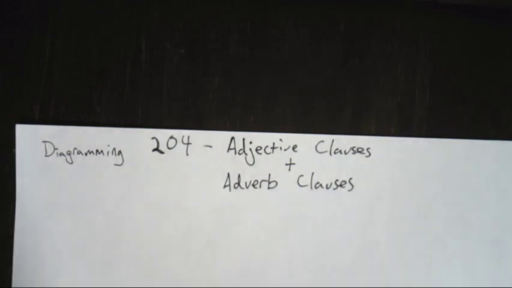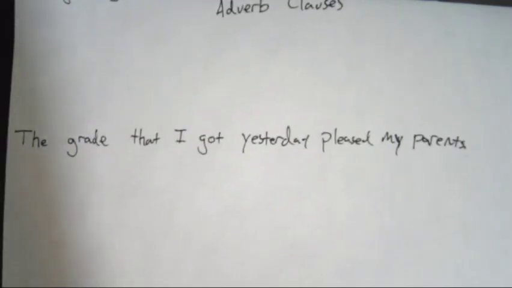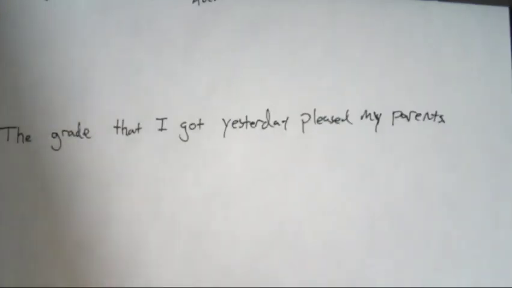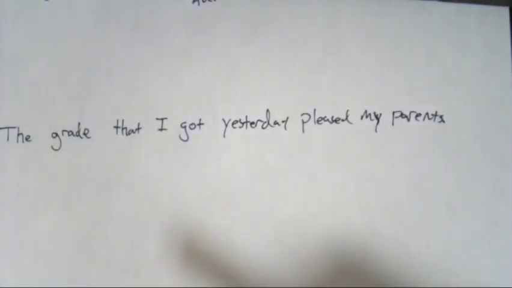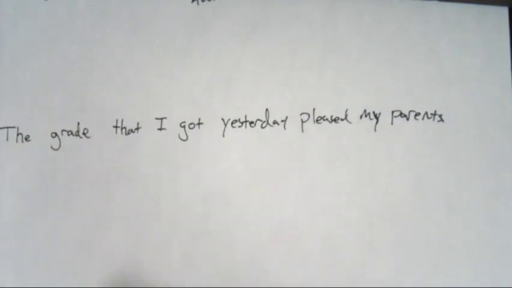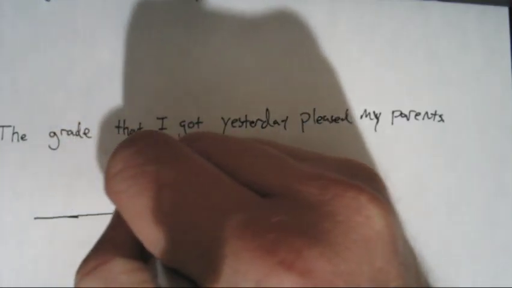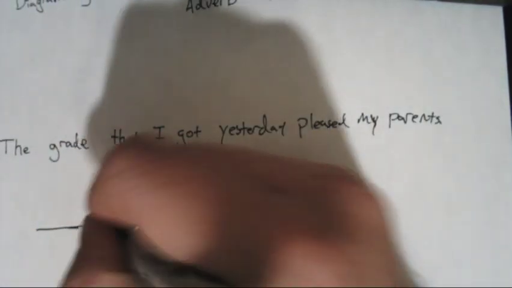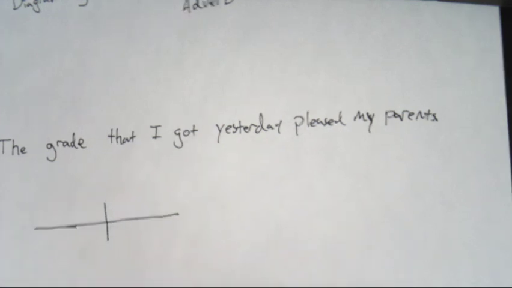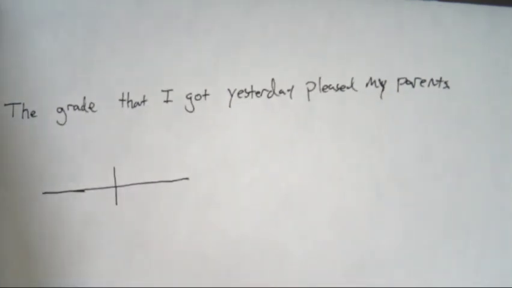All right. Diagramming 204, adjective clauses and adverb clauses. Our first example here is: The grade that I got yesterday pleased my parents. Okay. So, what is the subject? Just go ahead and start off with our straight line, right? We need a subject and we need a verb.